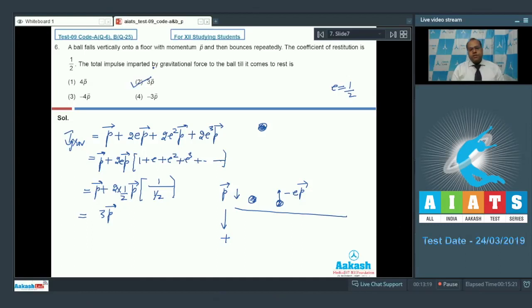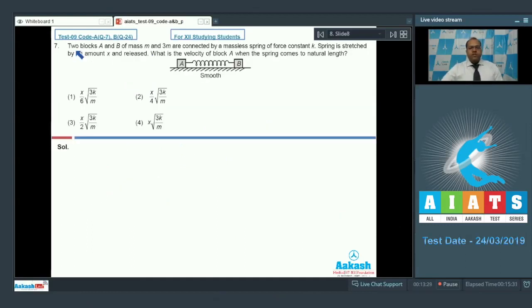Let's move to question number 7. In question number 7, two blocks A and B of mass m and 3m are connected by a massless spring of force constant k. The spring is stretched by an amount x and released. What is the velocity of block A when the spring comes to natural length?